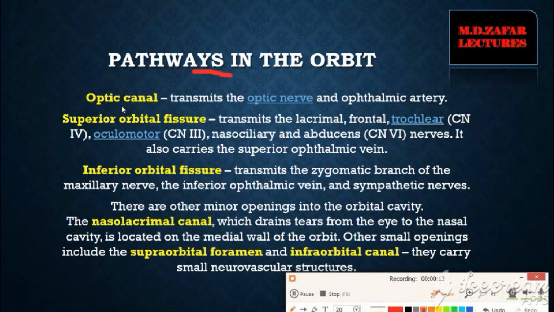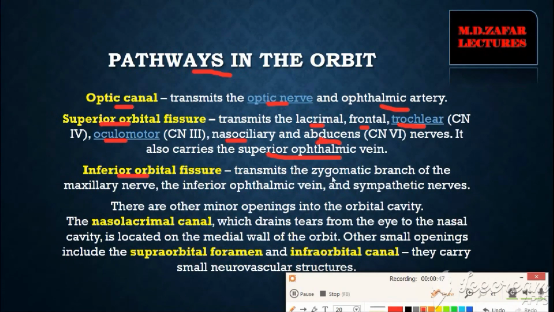For example, somebody can ask you what are the structures which pass through the optic canal, and the answer would be optic nerve and ophthalmic artery. Similarly, superior orbital fissure transmits lacrimal, frontal, trochlear, that is the fourth cranial nerve, oculomotor, the third cranial nerve, nasociliary, and abducens, which is the sixth cranial nerve. It also carries superior ophthalmic vein. But the things which you need to remember are the three nerves: trochlear, oculomotor, and abducens nerve.